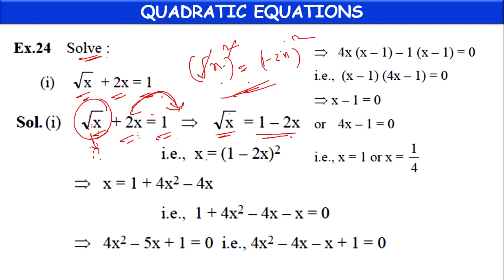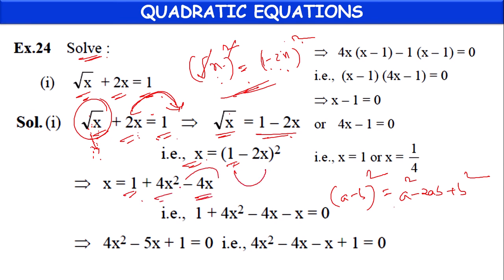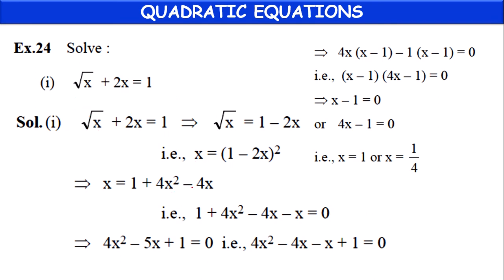So root and square get cancelled, x will remain on the LHS. On the right hand side, 1 minus 2x whole square is in the form of a minus b whole square, which is equal to a square minus 2ab plus b square. In the place of a we have 1, 1 square means 1, minus 2ab, 2 into 1 into 2x, minus 4x, and plus b square means 2x whole square, 4x square.